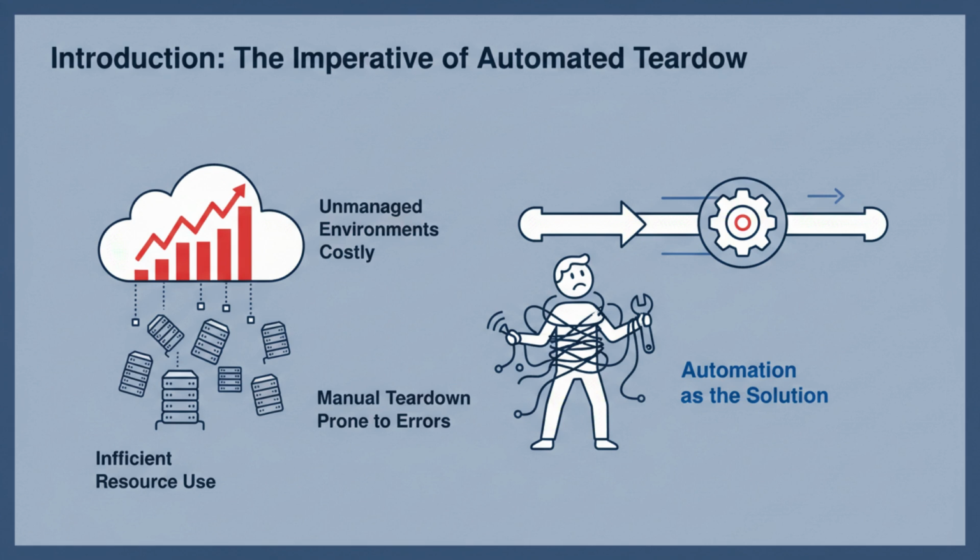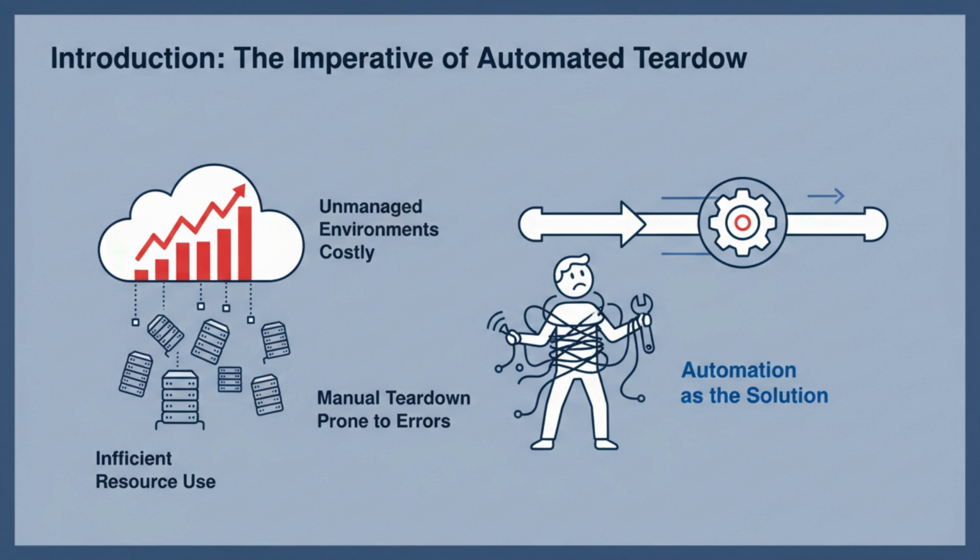Welcome, everyone. Today, we're diving into a crucial aspect of efficient cloud environment management, automating the teardown of non-production EKS and GKE clusters. In the fast-paced world of cloud-native development, unmanaged environments can become a significant drain on resources and budget. We'll explore why manual teardown processes are inefficient and error-prone, leading to higher cloud costs and slower development cycles. By the end of this session, you'll understand the compelling reasons for automation and the fundamental principles behind building a robust, automated teardown strategy for your non-production environments.